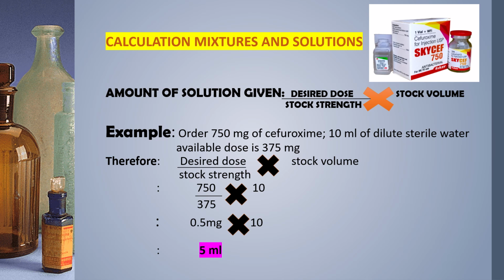Now, for example, as given in the picture, 750 mg of cefuroxime injection antibiotic, and you have 10 ml of diluting sterile water with you. You are told to give 750 mg. What has come to you is 375 mg. How will you give? The desired dose is 750 mg, divided by the stock strength, that is 375 mg, into the volume, which is 10. So you will give 2 into 10, 5 ml. You will give half of it.